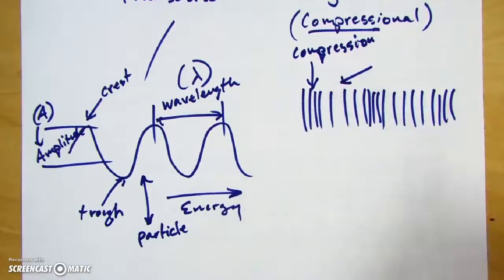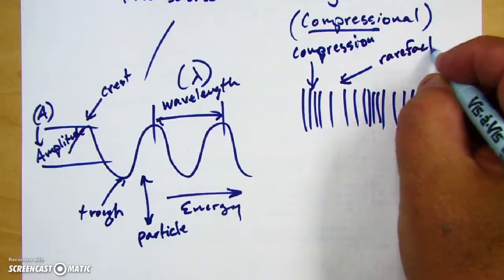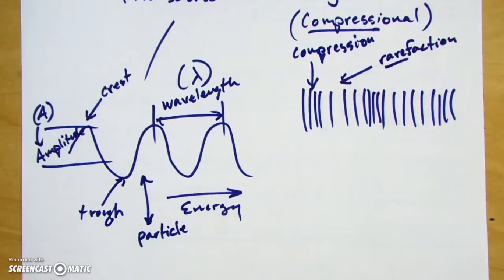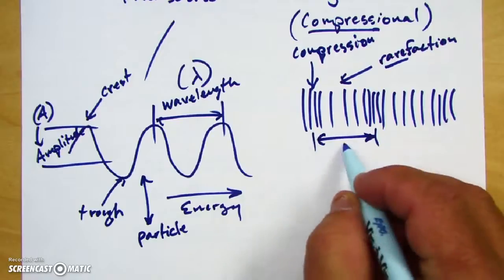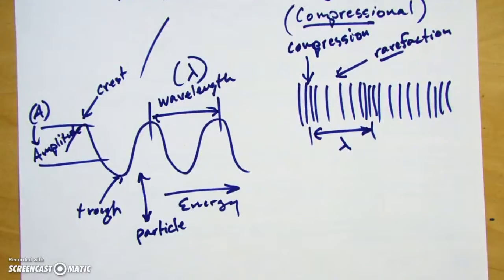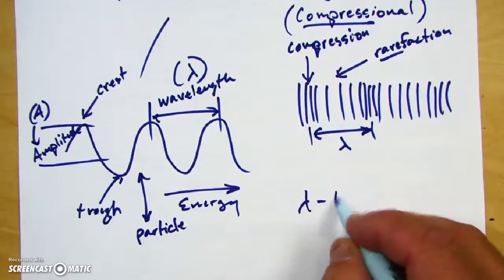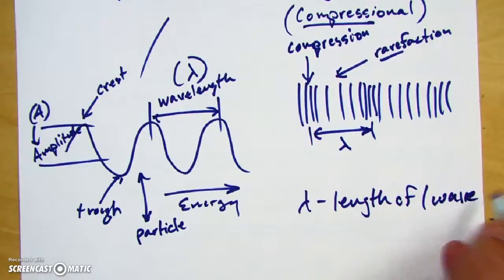This is one of those science words I don't think you'll ever use outside of a science class. A rarefaction. The rarefaction is the spread out part where the waves are rare. So that makes sense. The wavelength is down here. It's from compression to compression, or rarefaction to rarefaction, as long as it contains all the parts of a single wave. Wavelength is kind of self-explanatory. It's the length of one wave. So lambda, length of one wave.